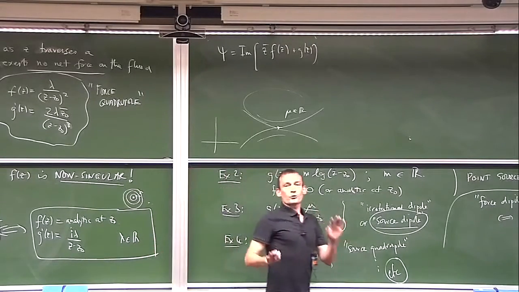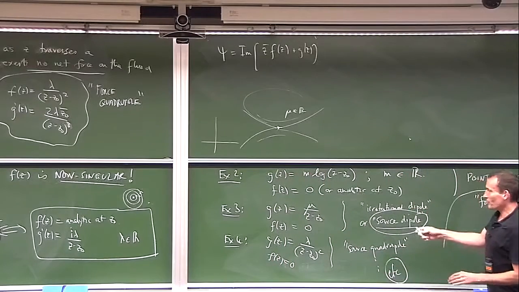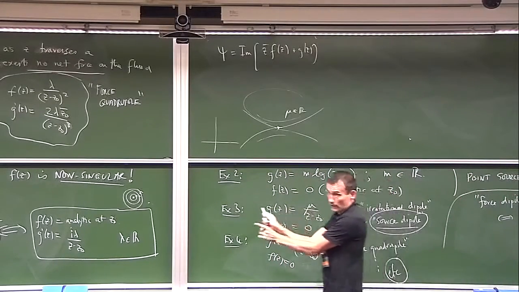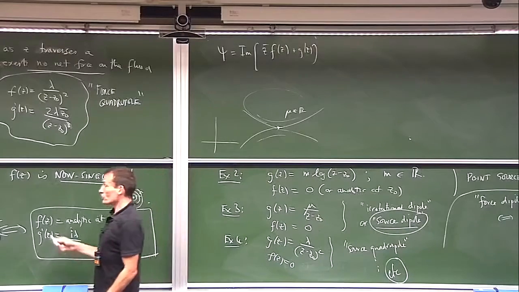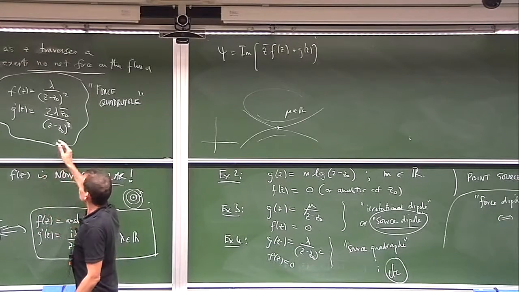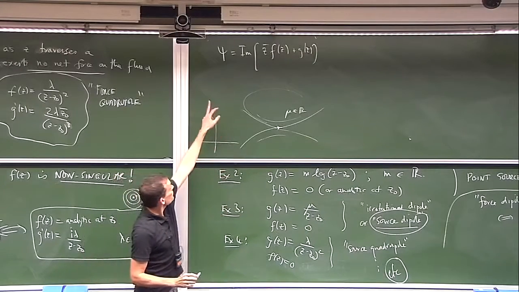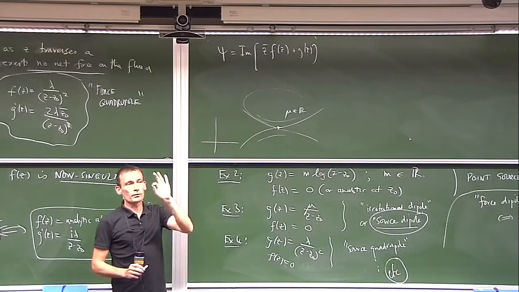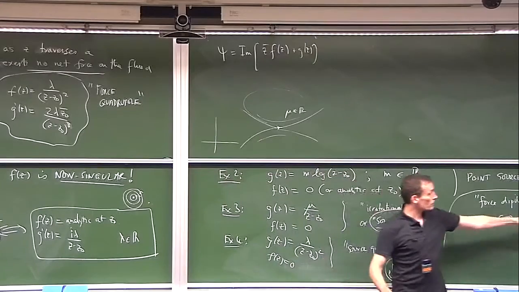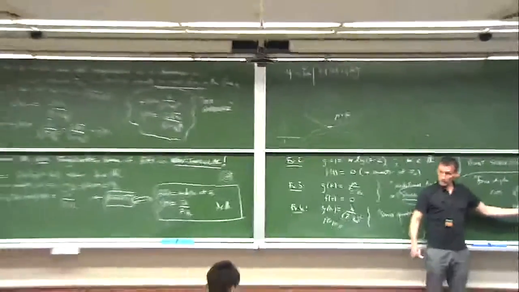I haven't drawn all the streamlines because some of them are quite complicated for the force singularities. So for example, try a stresslet. You can write down what the stream function is for a stresslet for lambda real, say, and you can sketch the streamlines for yourself.